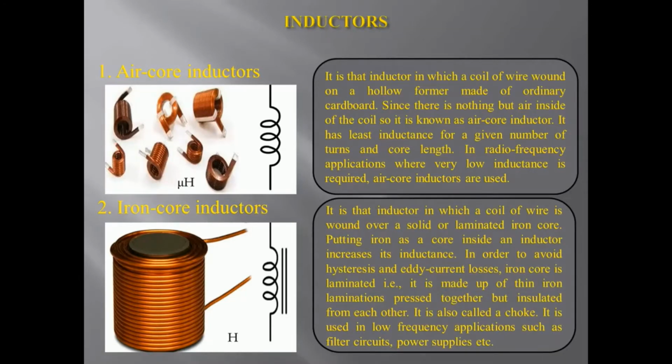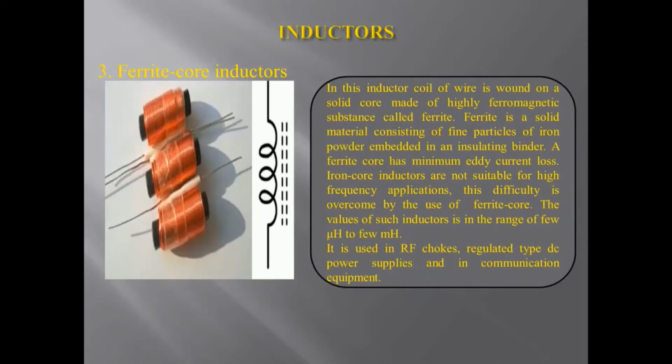In order to avoid hysteresis and eddy current loss, the iron core is laminated. That is, it is made up of thin iron laminations pressed together but insulated from each other. It is also called a choke. It is used in low frequency applications such as filter circuits, power supplies, and there are a number of various applications for the iron core inductor. The third one is the ferrite core inductor.